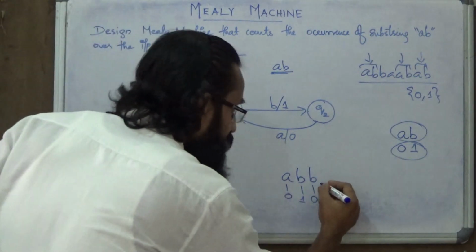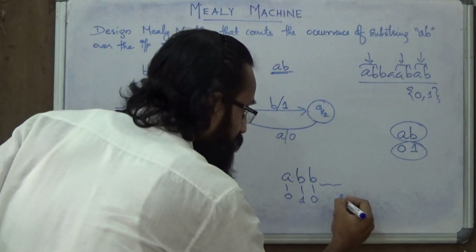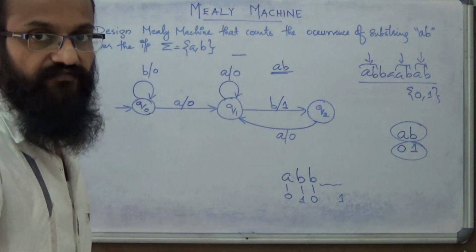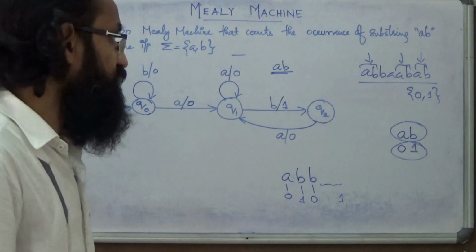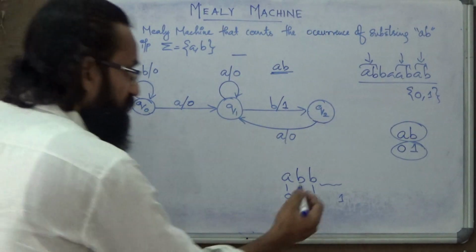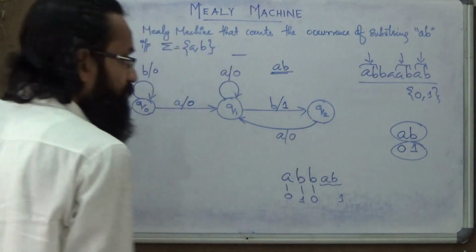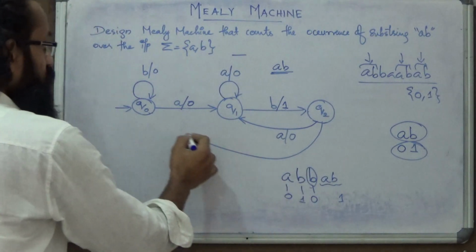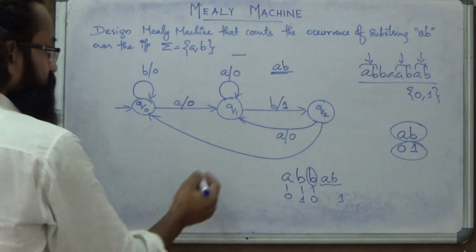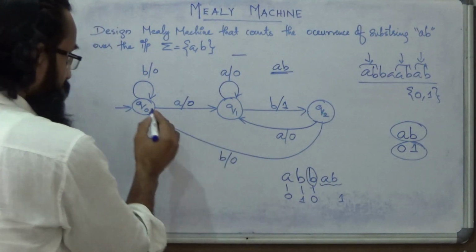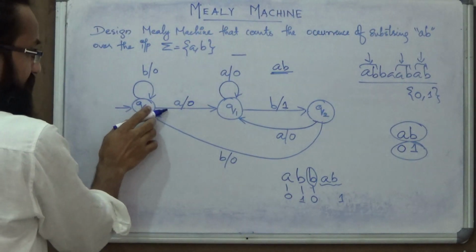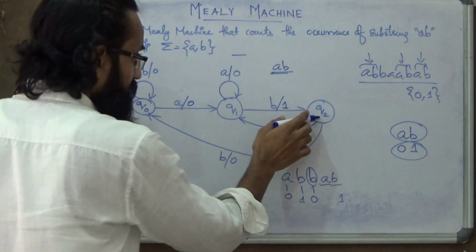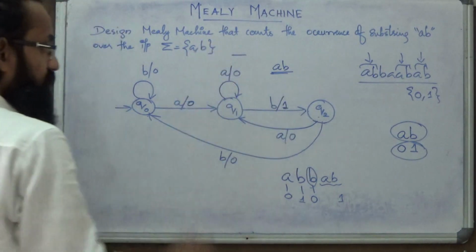Now the question is, what about the remaining minimal string in order to attach output 1 to the output string, in order to identify one more occurrence of substring AB? The minimal string required is AB itself. So this B transition is expected to go to that particular state from where it can consume exactly one AB to reach this particular state generating output 1.